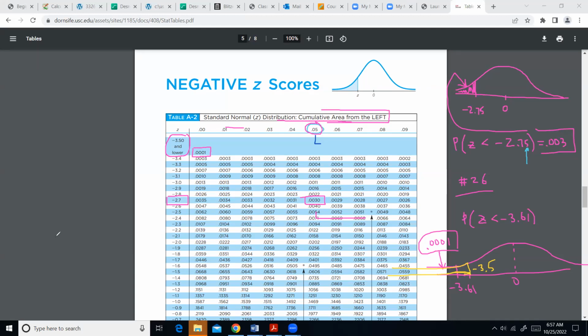So point is that sometimes you don't have the answer in the tables, but it's not a big deal because there is an answer. It's 1/10,000th. So it's a very, very small probability.